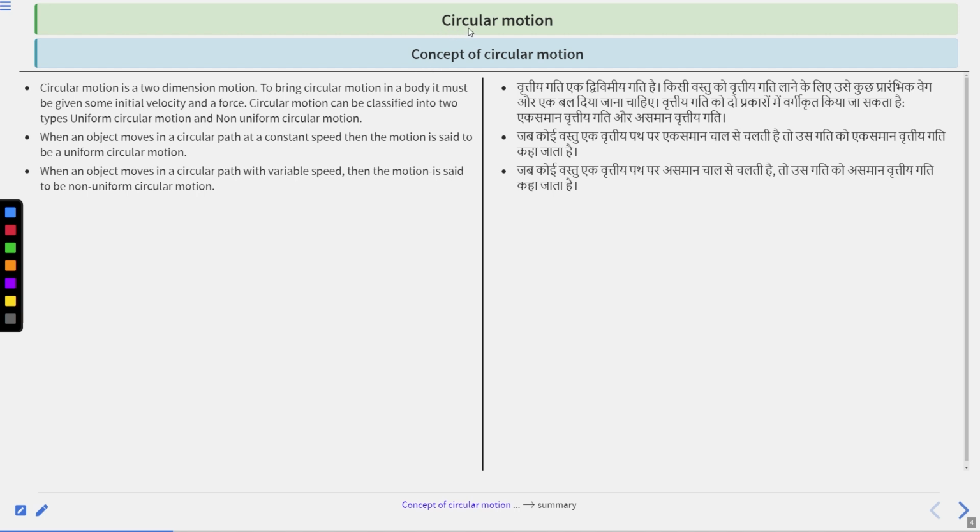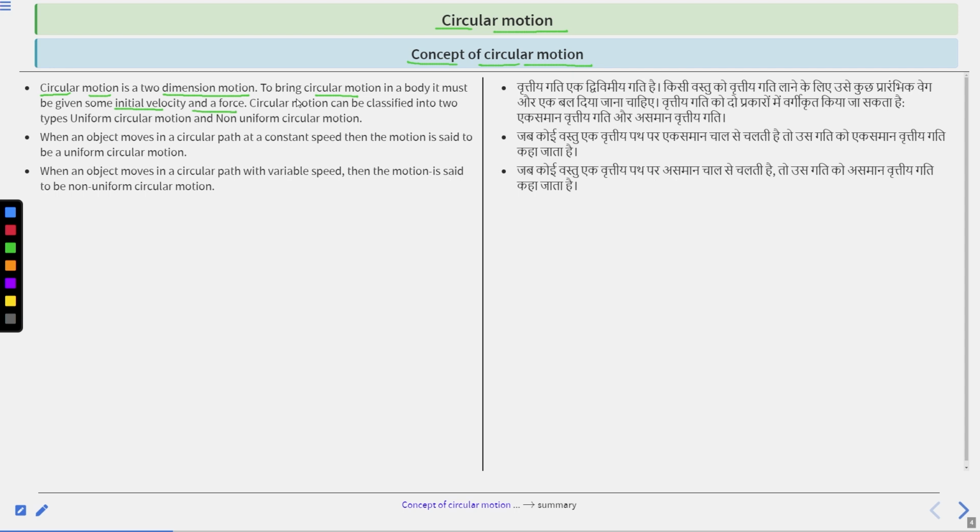So, topic is circular motion. Concept of circular motion. A circular motion is a two-dimension motion. It is a two-dimension motion, or we can say it is in a plane. To bring circular motion in a body, it must be given some initial velocity and a force.